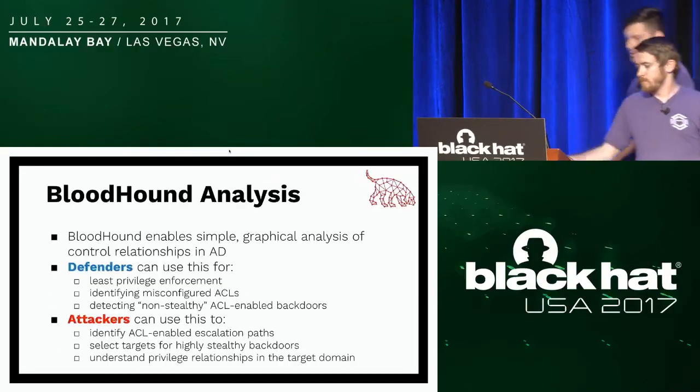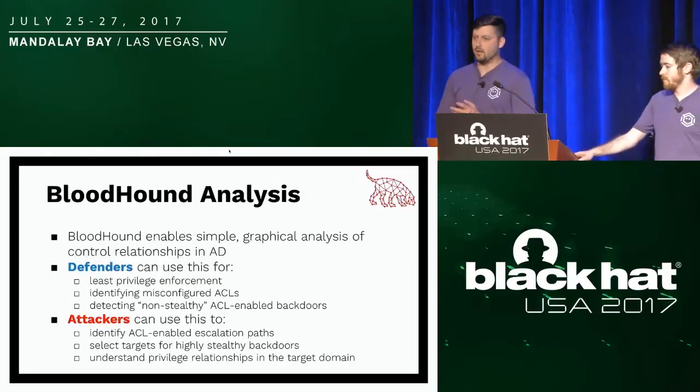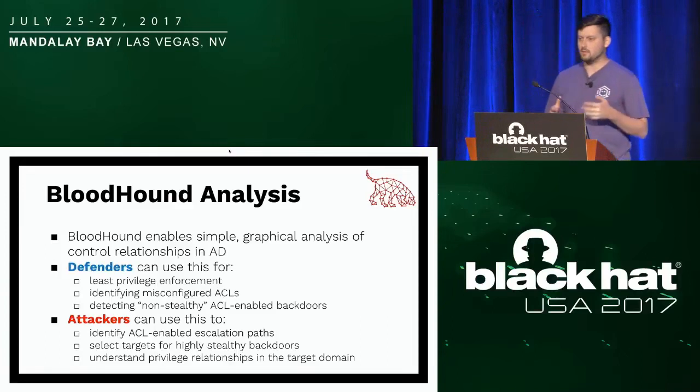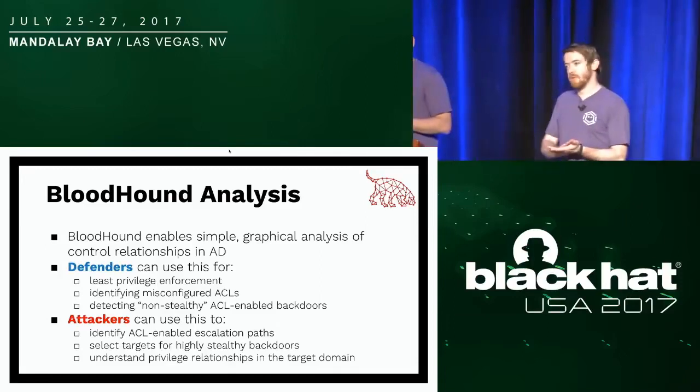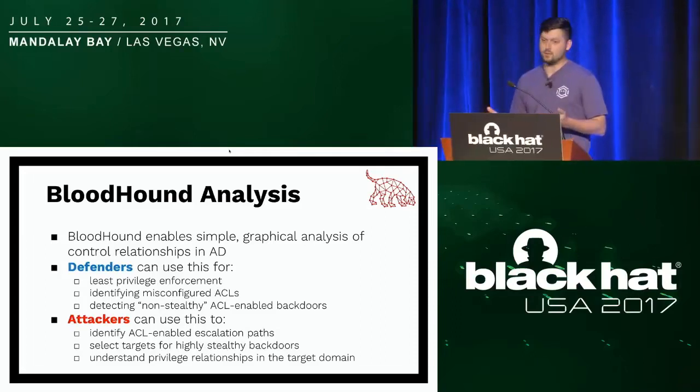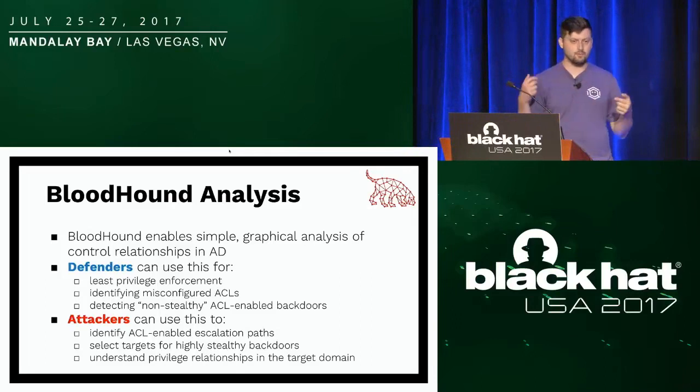OK, so let's take a look at how we can analyze this stuff with BloodHound. Unfortunately, if you try to audit ACEs in Active Directory, you go down the path of a very frustrating experience currently. We think that we've done a pretty good job with implementing these ACE edges into BloodHound. One thing to note is we're only implementing the abusable ACEs. We're not pulling in every single ACE on every single object. It's also not 100% complete. There's a few additional control relationships, specifically GPOs, that we're in the process of implementing. As for defenders, we hope that this is useful for finding malicious backdoors, for enforcing least privilege, and for hopefully detecting some of the non-stealthy DACL-based backdoors.